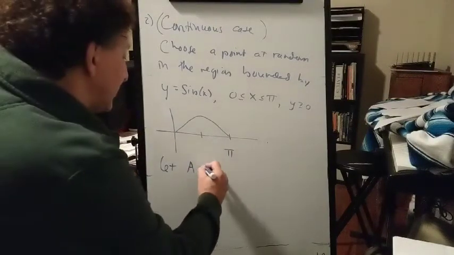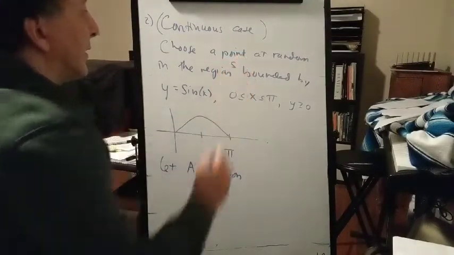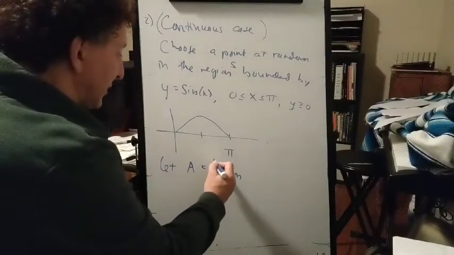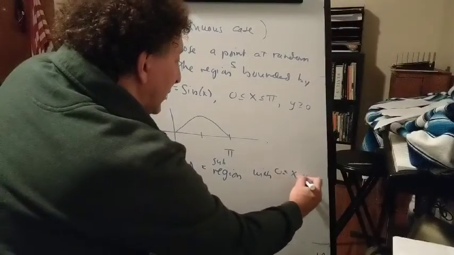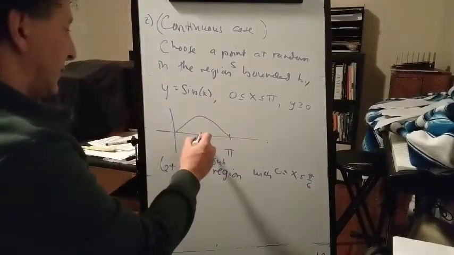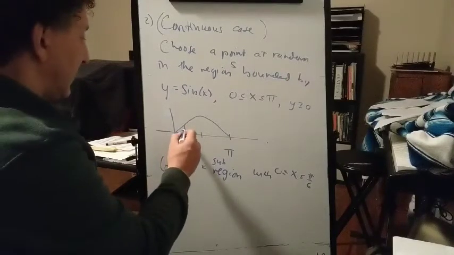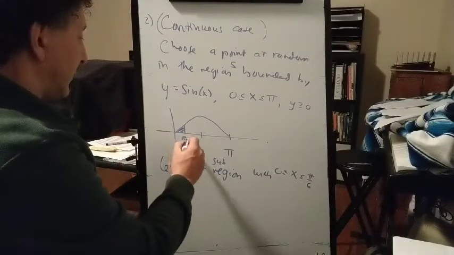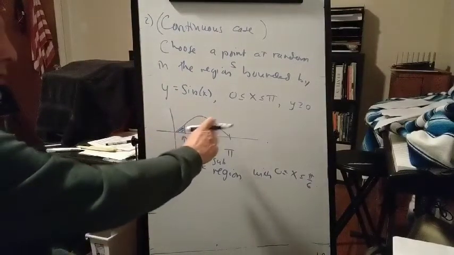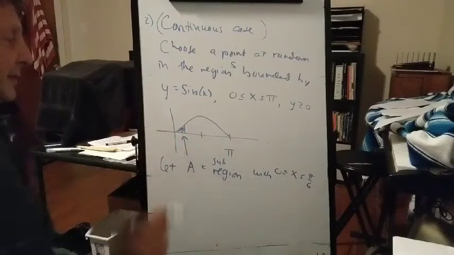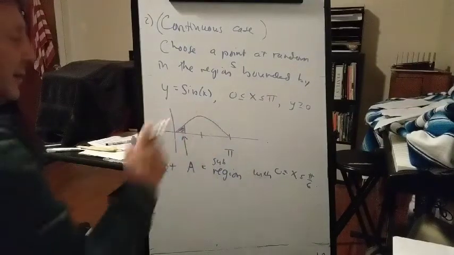And let's let A be the region. So this whole region is S. Let A be the subregion with x between 0 and pi over 6. So this is pi over 2, pi over 6 is about there. So A is that colored region. Now if we pick a point at random in here, what's the probability that it lands in that region A? Well, it's just the area of A divided by the whole area of the region.